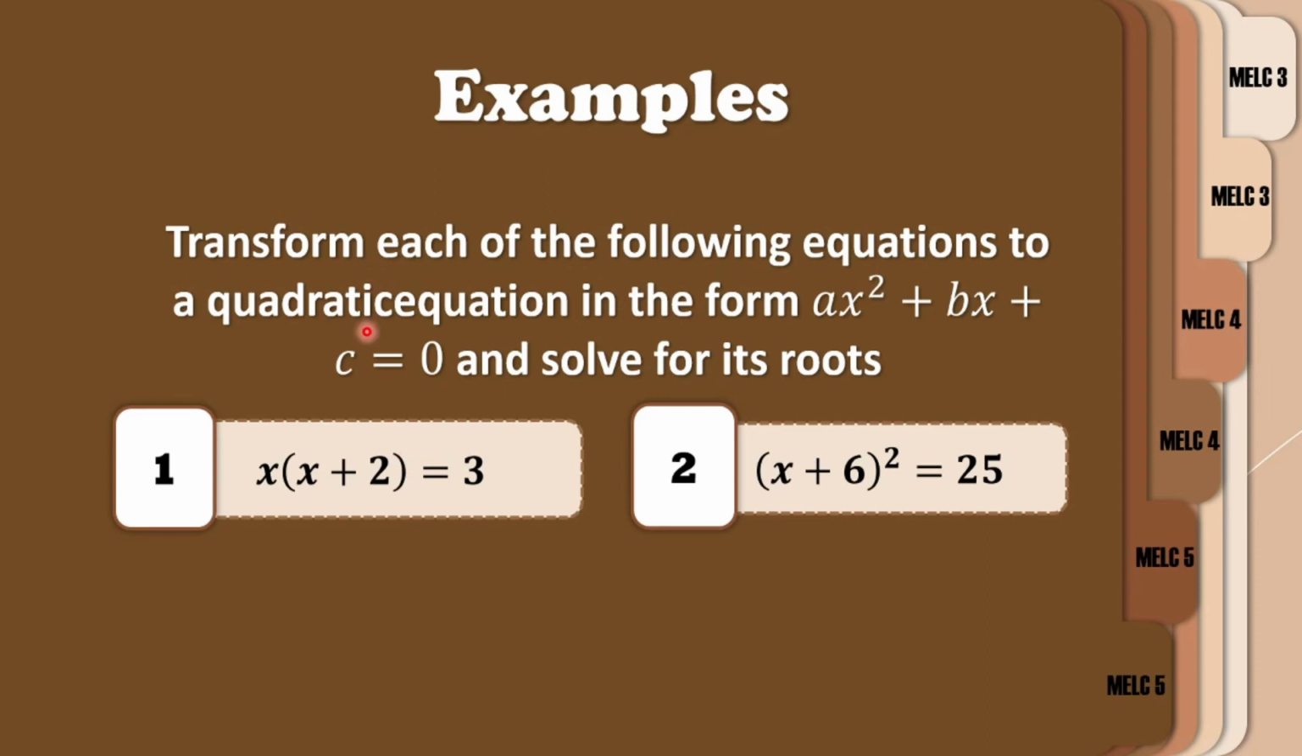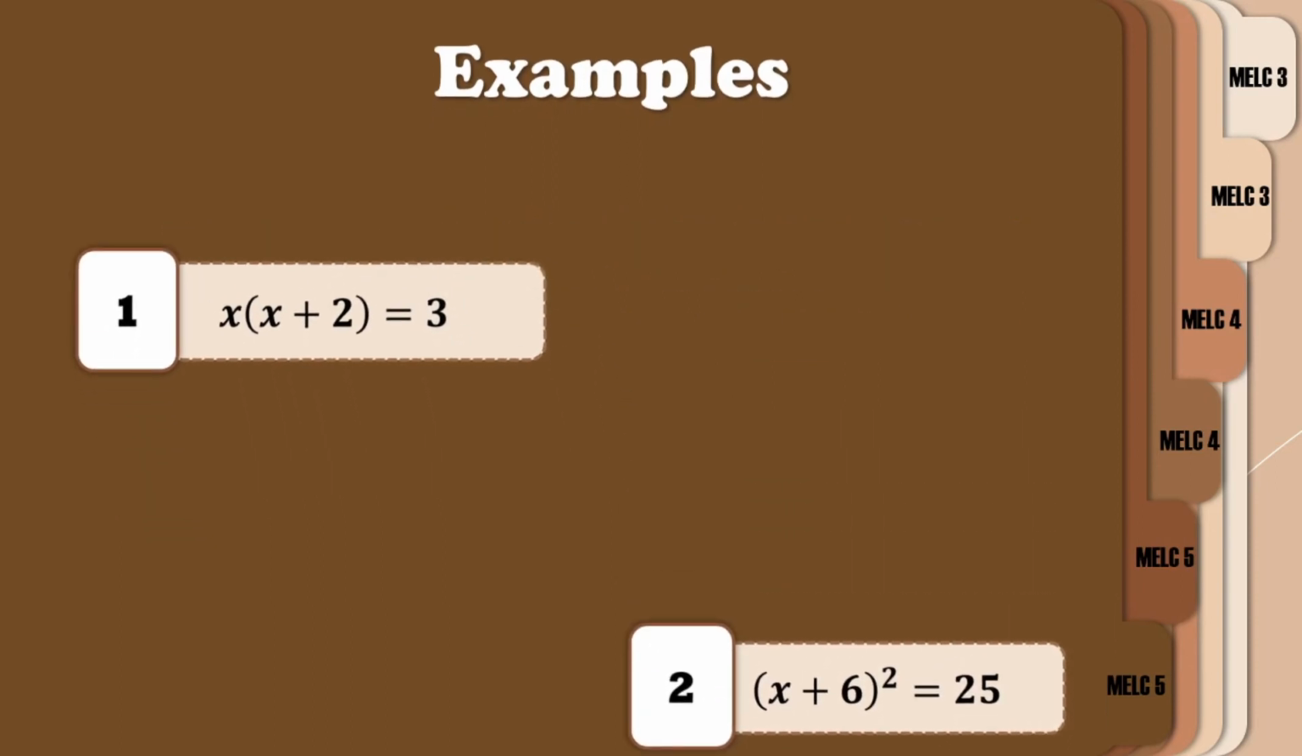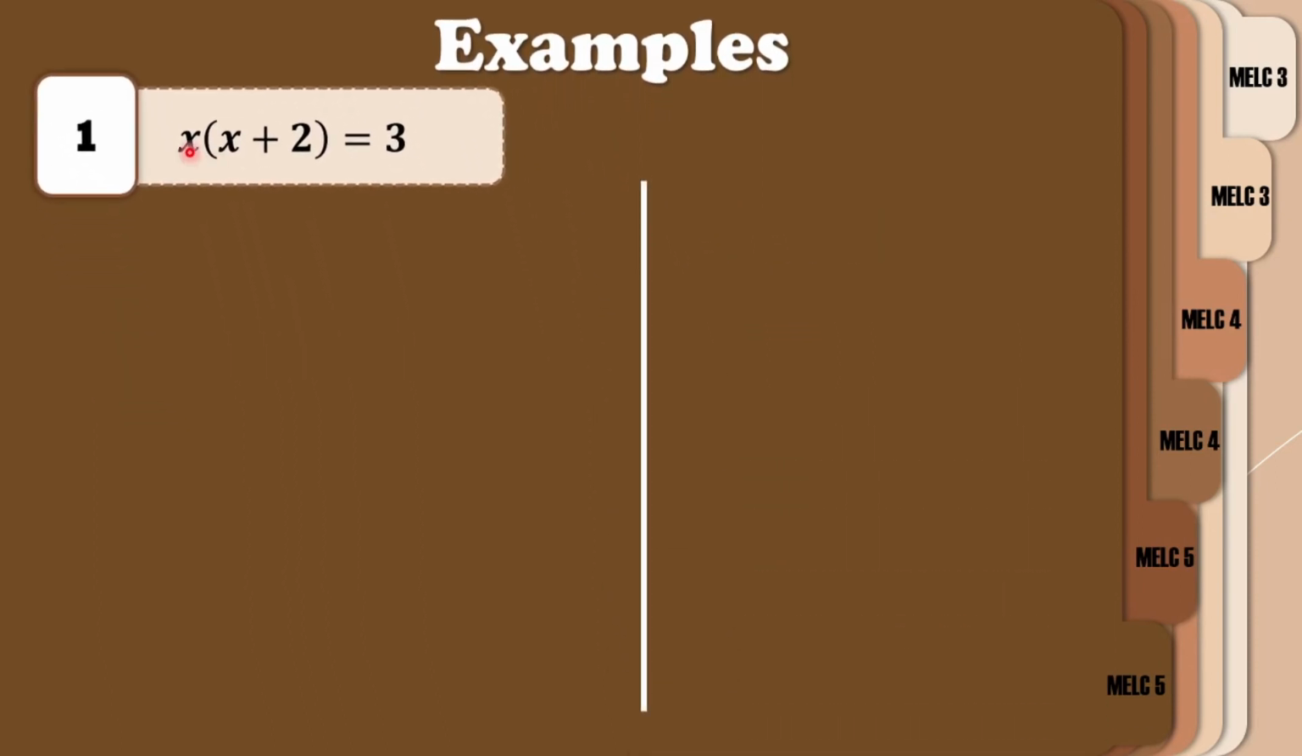So let's start with the example number 1. We have x times the quantity x plus 2 is equal to 3. So first, we're going to write it on a standard form before we're going to solve for the roots of the equation. So in writing this, we're going to distribute the x to the first and second term sa loob ng quantity.